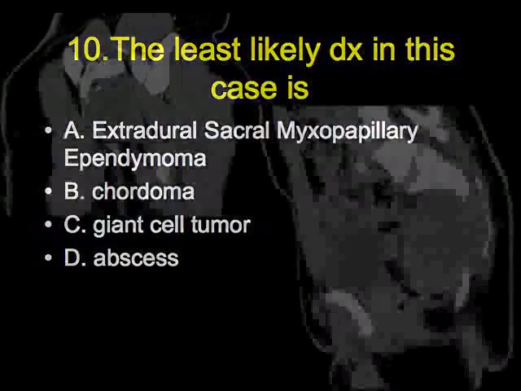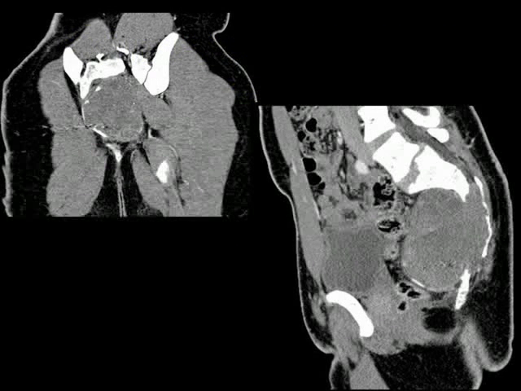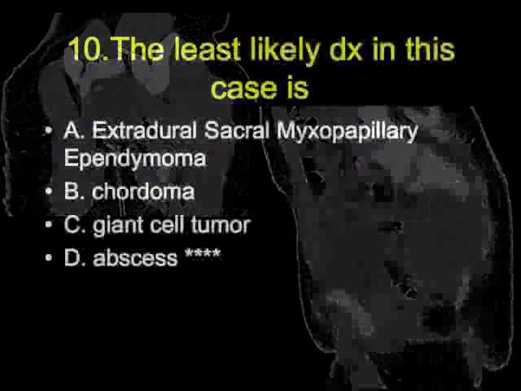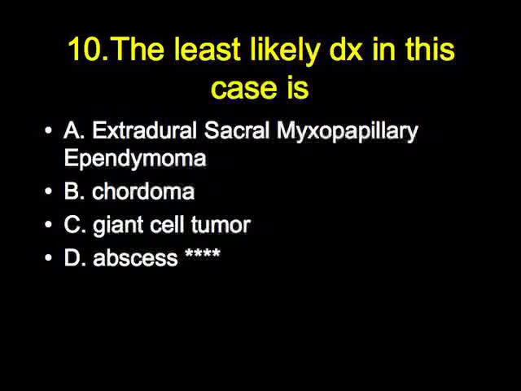And the last case, I said the least likely diagnosis here. What you see is a sacral mass, destructive, location, location, location. You've got to think chordoma, giant cell tumors, good. This was actually an extradural sacral myxopapillary ependymoma, very unusual case. The one thing it's not is an abscess.